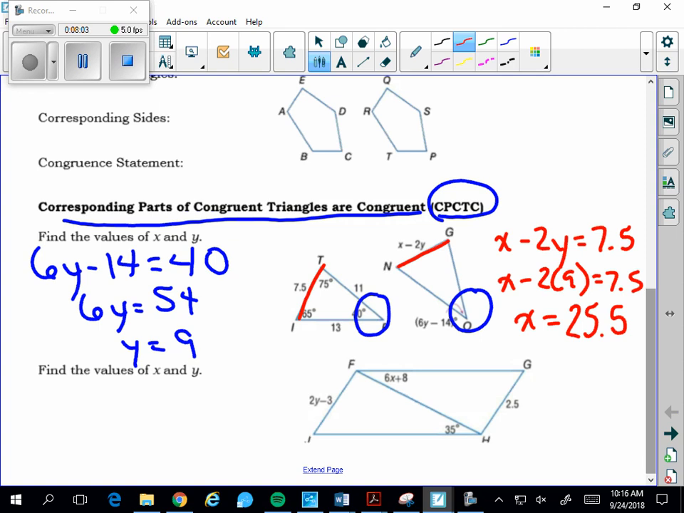See if you can do the same thing with this next one. Try to find the values of x and y there.